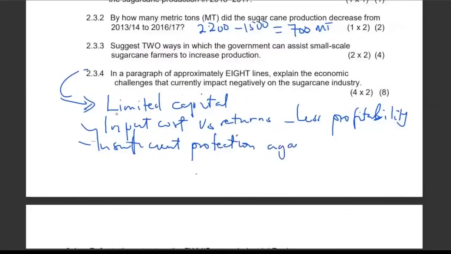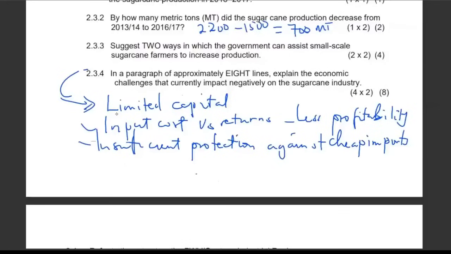Against cheap imports. If the government is not implementing strict measures on the control of imports of sugar into the market, then automatically it's doing an injustice to the sugarcane farmers. They need to be protected enough. Sometimes their prices cannot compete with cheaper imports. So we need to do away with those cheaper imports and ensure that our local market sustains.